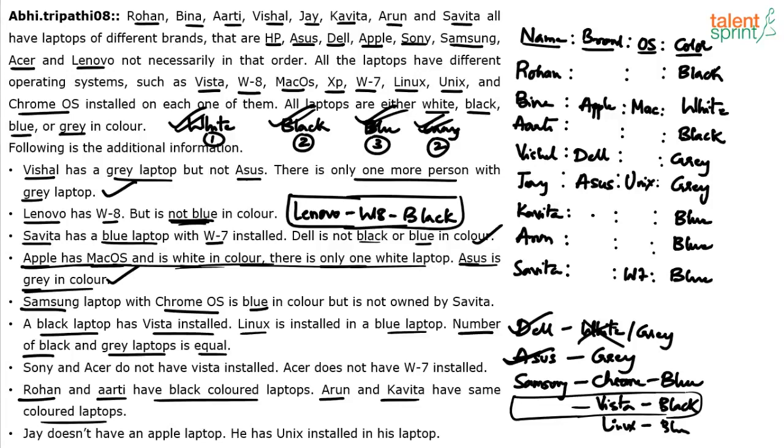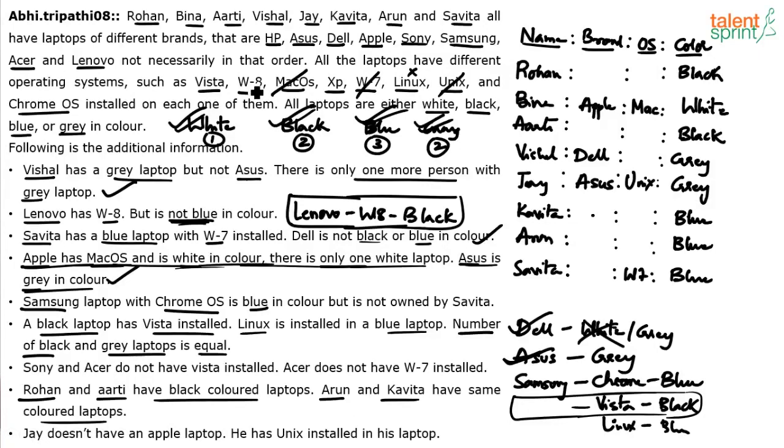I'll do one thing. We will cross out the OSs which have been fixed, operating system. So Mac is fixed, Unix is fixed here, right? And W7 is fixed. Now, I'm trying to fix the OS for Vishal, because if you see Mac, Unix and W7 are gone. The only choices are Vista, W8, XP, Linux and Chrome. Now we know that Chrome is for Samsung, so Chrome cannot come here because this is Dell. We know that Vista is in black, so Vista cannot come here. And we know Linux is in blue, Linux also cannot come here.